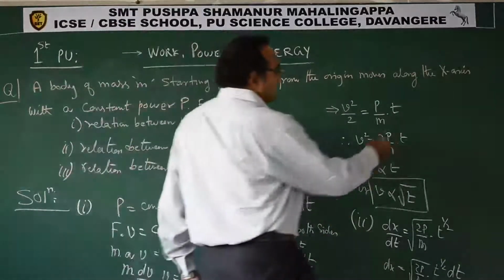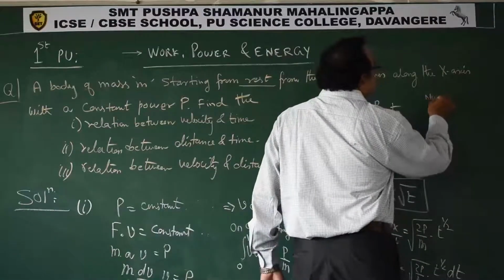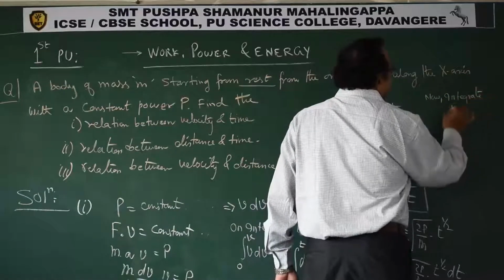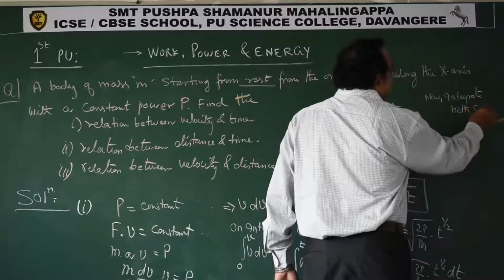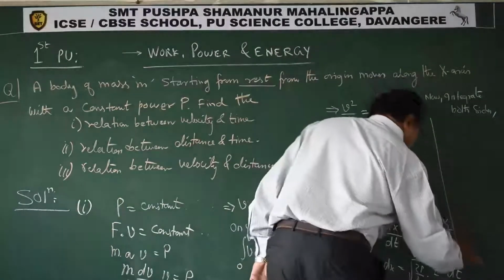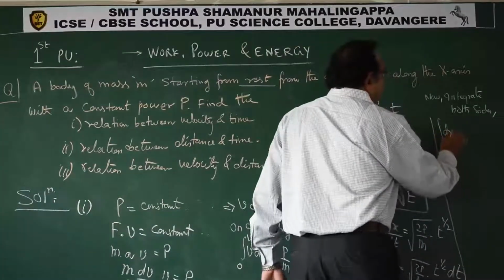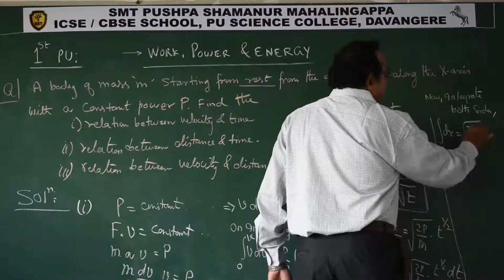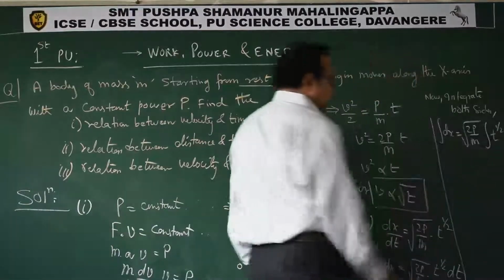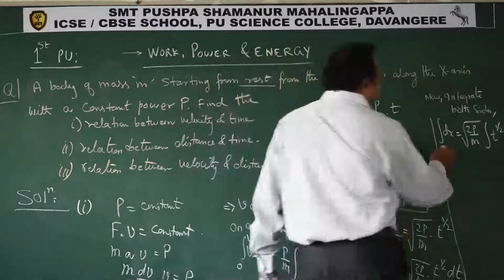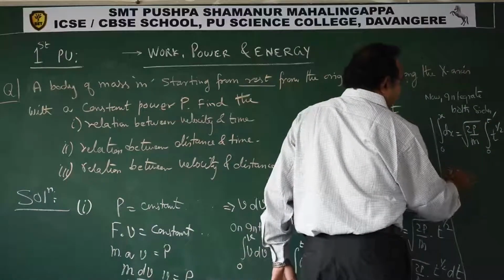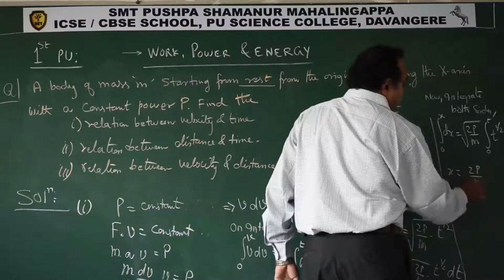Now what is to be done? Integrate both sides. If you integrate both sides, what will you get? Integration of dx equals root of 2P by m times integration of t power half dt. What will be the limits? 0 to x, and 0 to t. So the integration of dx is x, and 2P by m, there will be a root.